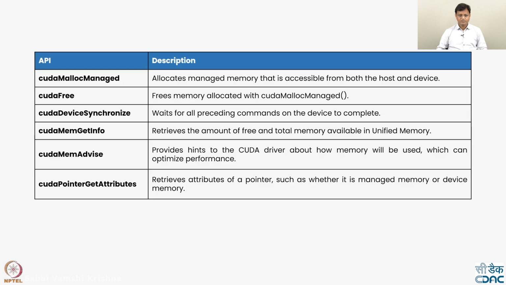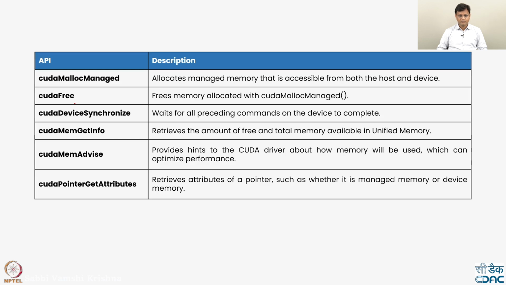There are some APIs which should be used for the unified memory concept, or you can say unified memory allocation. The first one is the cudaMallocManaged function, an API which allocates managed memory that is accessible from both host and device. Then the same cudaFree function is used to release the memory space that was allocated with the cudaMallocManaged API.